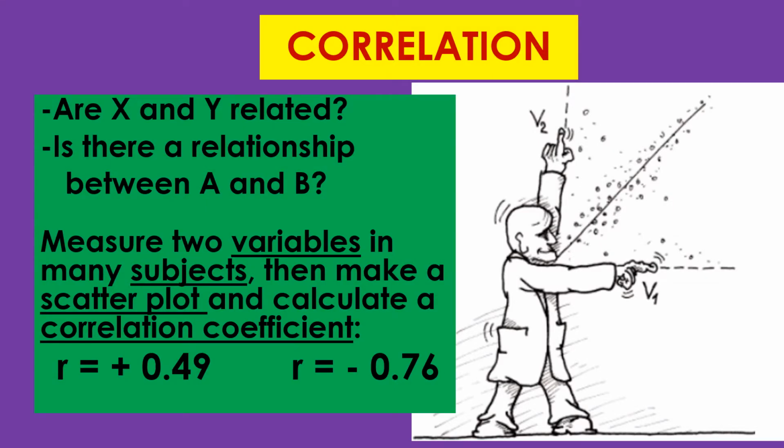We do a correlational study when we're interested in the question, are X and Y related, X and Y being two different variables? Or is there a relationship between A and B, two different variables? So what we do when we're interested in answering this question is we have to go find a whole bunch of subjects, randomly select them from the group that we're interested in, the group we call our population, and then we measure those two variables, and we make a scatter plot, a little graph that shows the distribution of these scores, and also we calculate what is called a correlation coefficient.